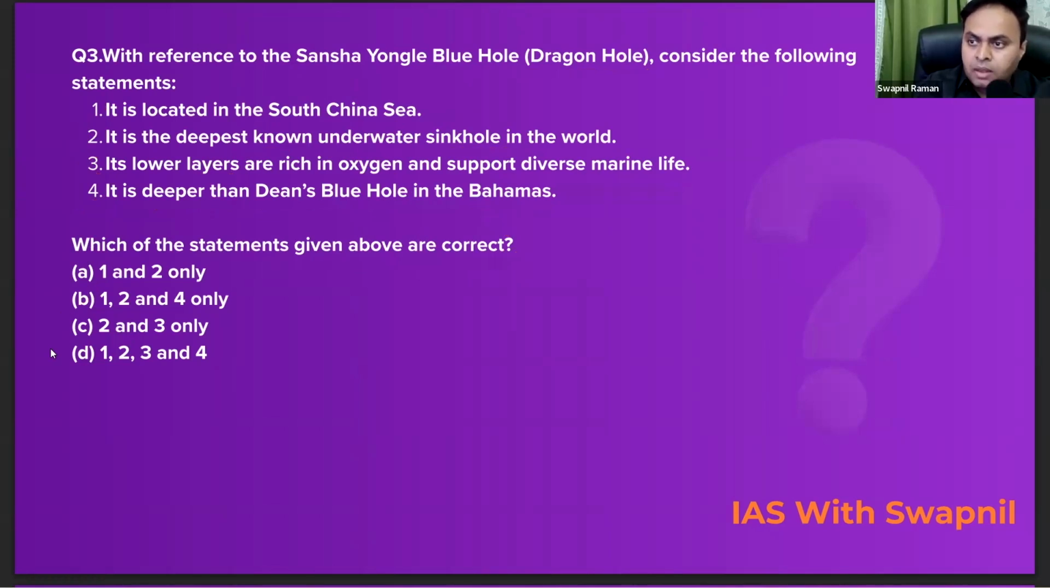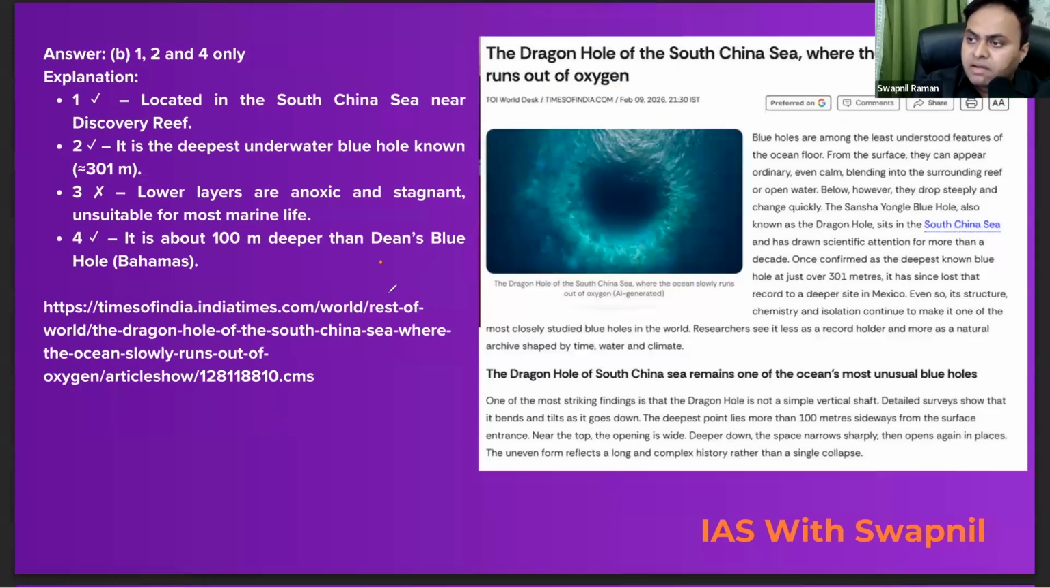Look at this one. So look at the explanation part. Recently, an article was published in the Times of India, which says that the Dragon Hole of the South China Sea is where the ocean slowly runs out of oxygen, right? So do remember it is about 100 meters deeper than the Dean's Blue Hole of Bahamas, right? Chaliye, now let's move on to the next question.